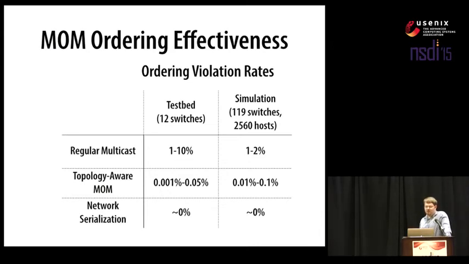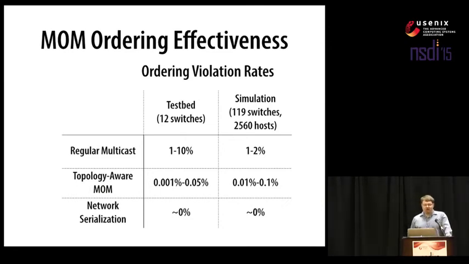Our topology-aware MOM approach gives us reordering rates of 0.001% to 0.05%, making it sufficient in smaller networks, but it begins to approach the point in larger networks and high traffic rates where Spec Paxos is no longer beneficial. But with the network serialization approach, we see essentially no reorderings at all because ordering violations happen only during failures.